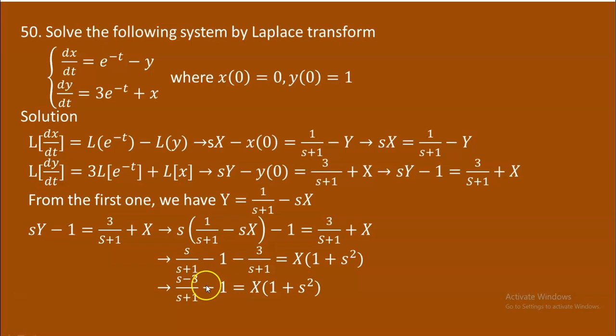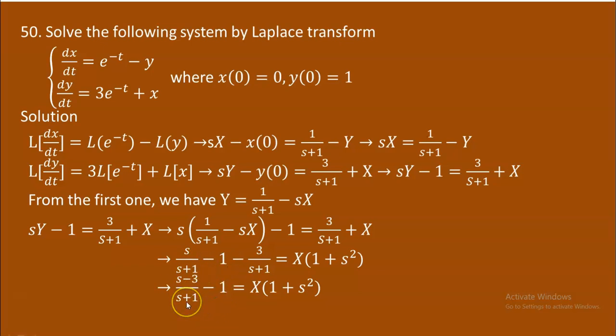As you see, s minus 3 over s plus 1 minus 1 is equal to X times 1 plus s squared. So we can now take 1 plus s squared to the left, right? Dividing the whole expression by 1 plus s squared. But before that, we need to simplify this.